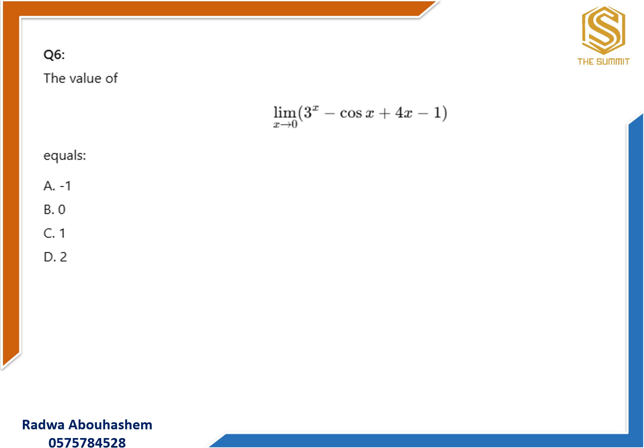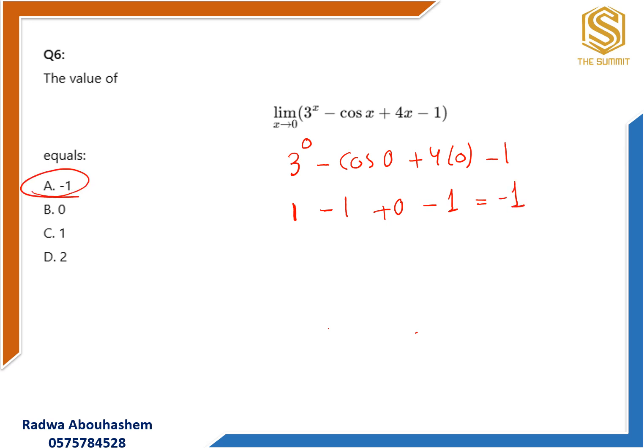Question number 6, the value of the limit of this expression when x approaches 0. So again, I'm gonna just substitute. So 3 to the power of 0 minus cosine 0 plus 4 times 0 minus 1. Let's see here. 3 to the power 0 gives you 1. Cosine 0 is 1, and 4 times 0 is 0. And you have negative 1 here. So 1 minus 1 is 0, 0 plus 0 is 0, 0 minus 1 gives you negative 1. So the answer is negative 1.